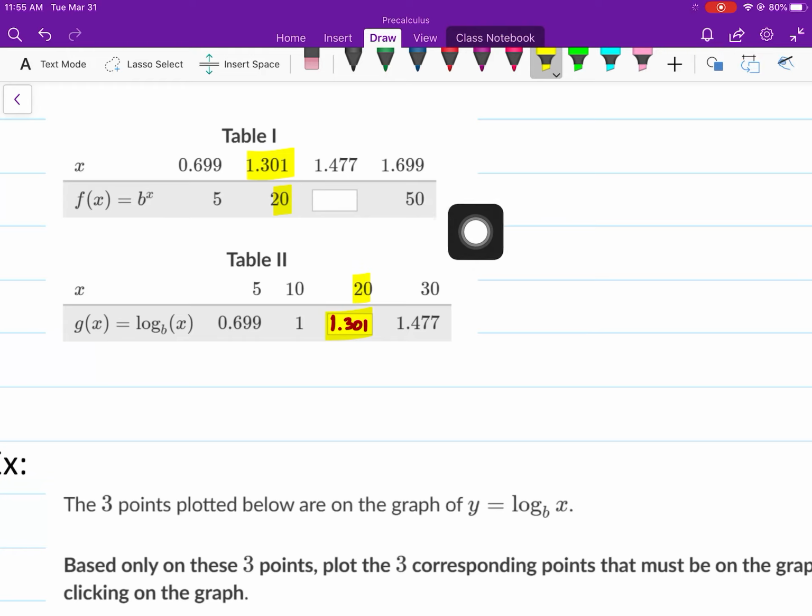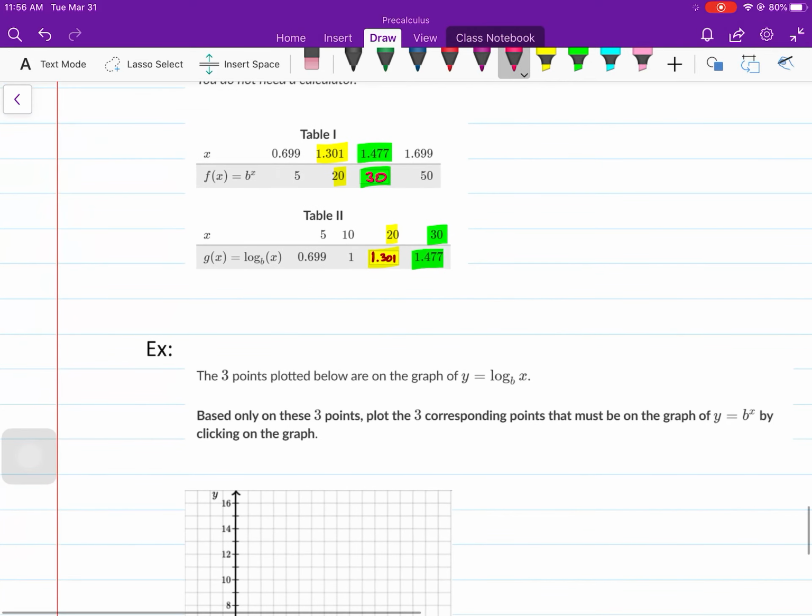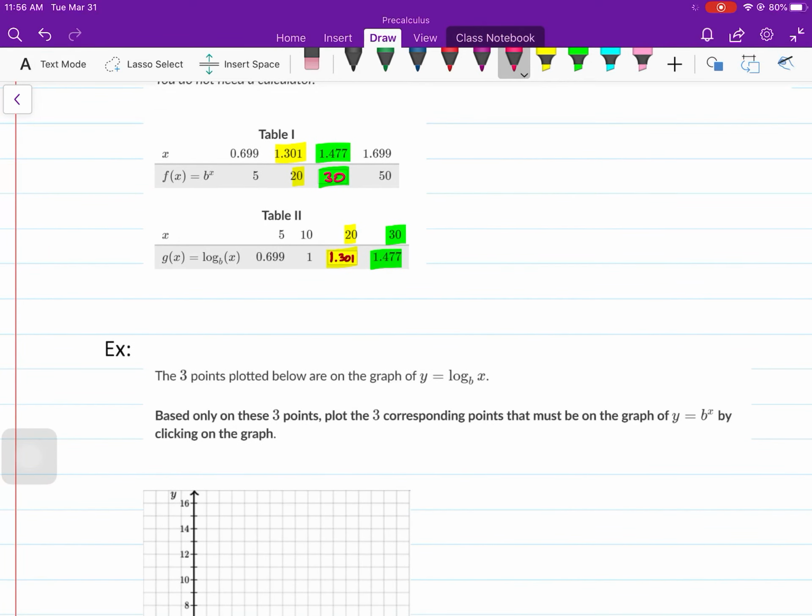And you can see that. Let's see one that's already answered. 0.699. The output's 5. When the input's 5 of the logarithm, the output's 0.699. So just switching those x and y's. Look right here. When our input is 30, our output's 1.477. So when our input for the exponential is 1.477, then the output would be 30. And that's all that is for that assignment. So it's really not that difficult. Do not get too crazy about that. It's just switch x and y.